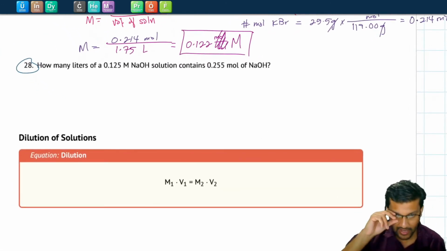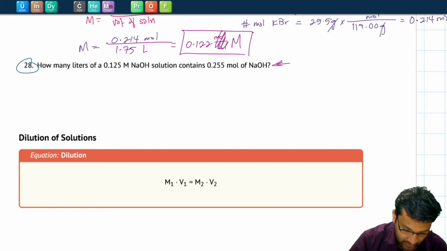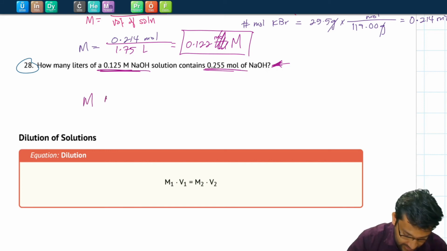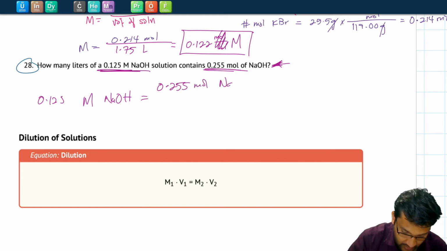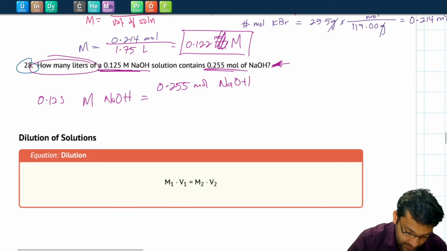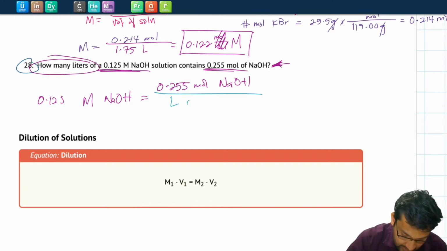Number 28, if you haven't done this yet, pause the video and try to work it out by yourself. In number 28, we have the molarity and we have the number of moles. The molarity is of the solution, in this case NaOH, and it's 0.125. The number of moles of NaOH, which we also have, is 0.255 moles of NaOH. What they're asking us to find is how many liters of solution we have. So what we need to find is liters of solution.